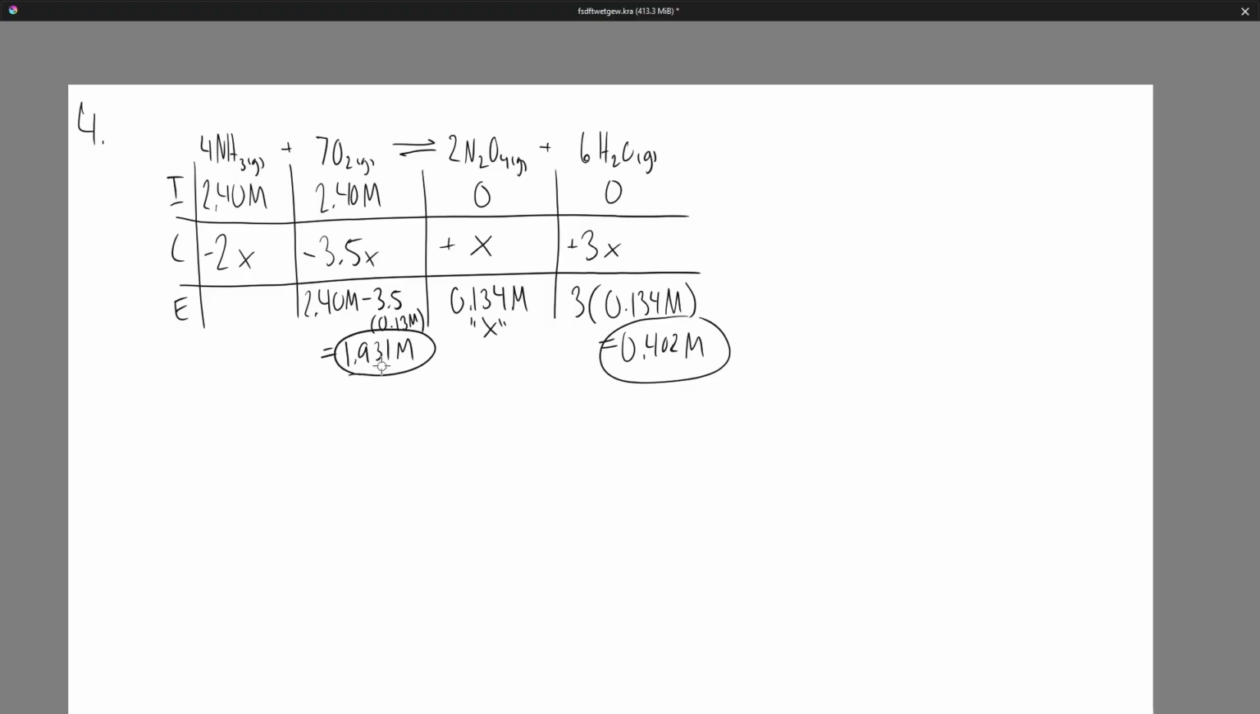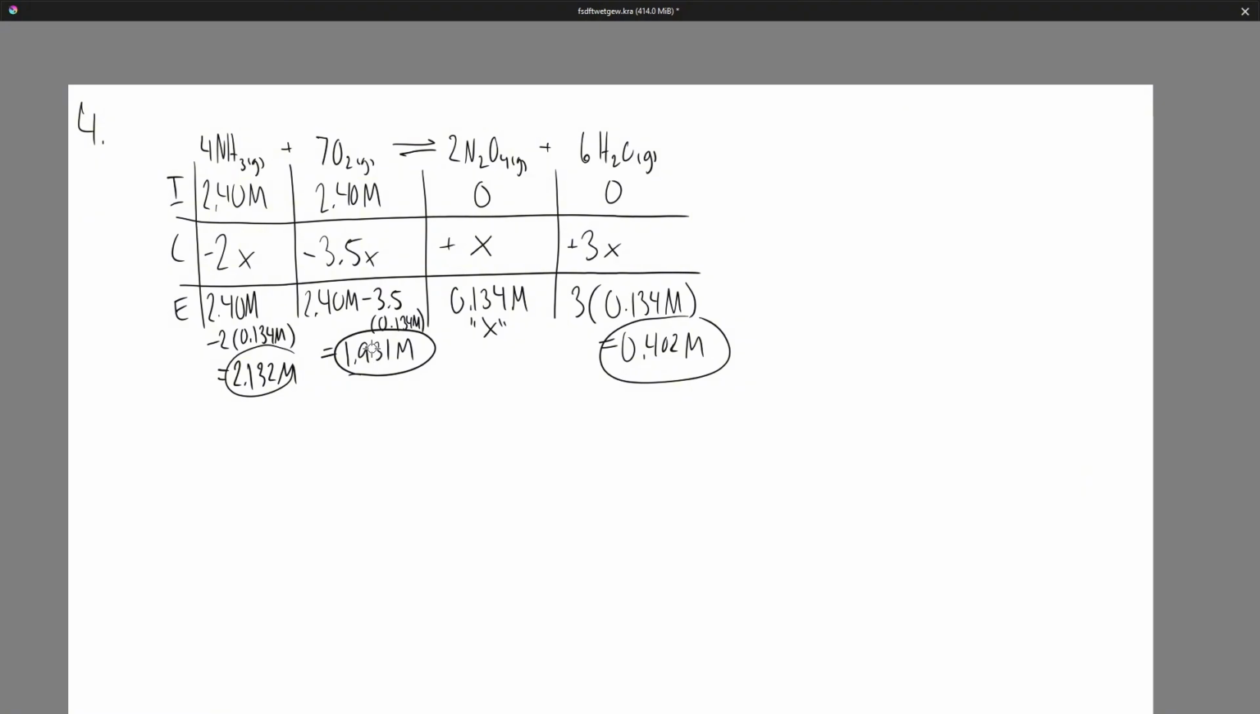Okay, and that would be the same for both, or not both actually. I'm sorry, since this is a completely different number. So for gaseous ammonia, we do the same thing, minus 2x, so 2 times 0.134 molar. That should give you 2.132 molar. I just realized I forgot the 4 for this, but I calculated it with the 4 included, so it should still be the correct answer.